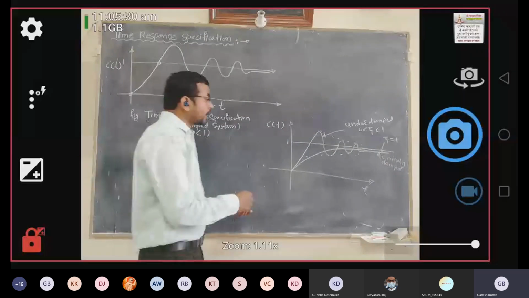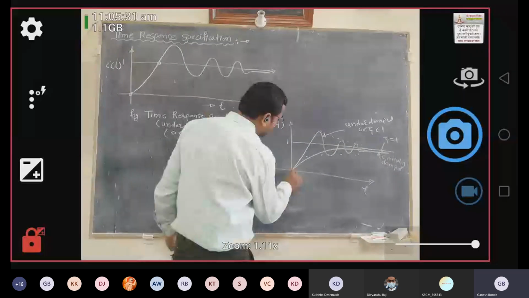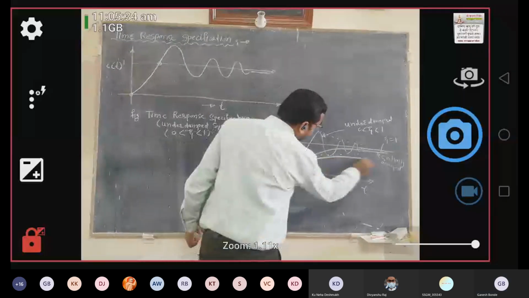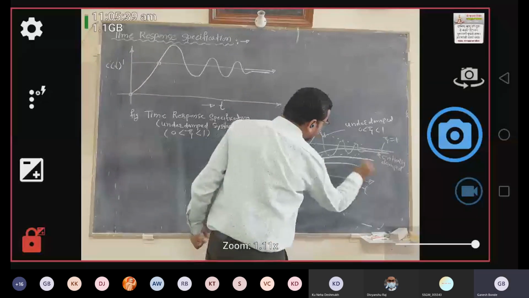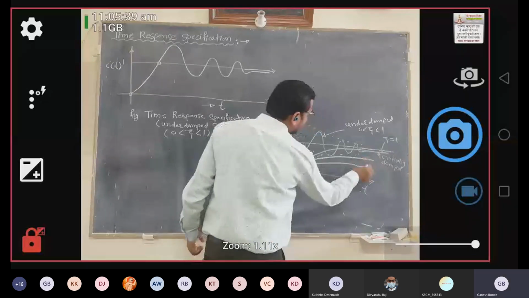Then for zeta greater than 1, you will get the response like this. This is for zeta equal to 1.2, 1.26, and so on. So this is called the over-damped type response, and this is for zeta greater than 1.